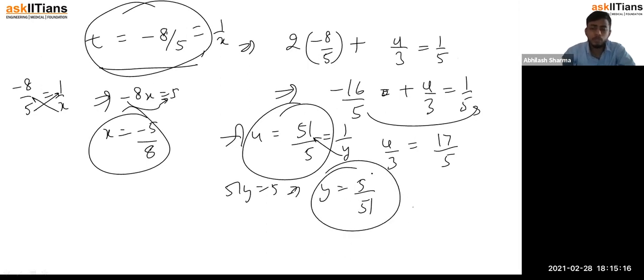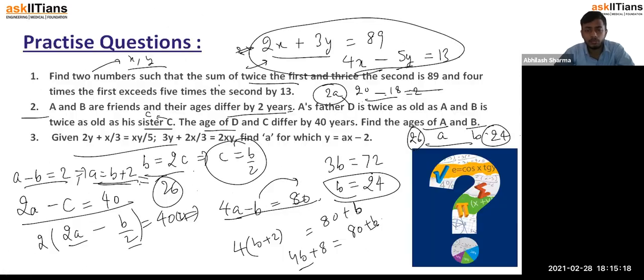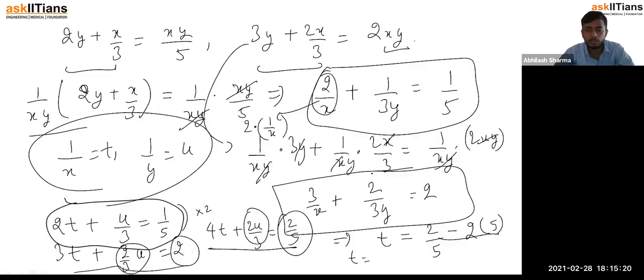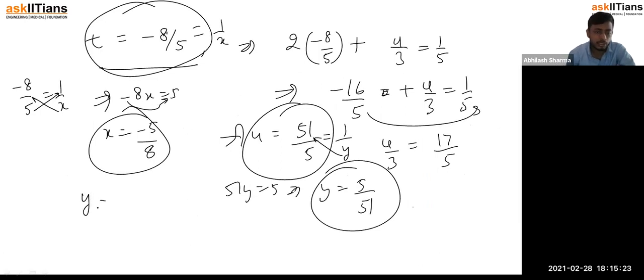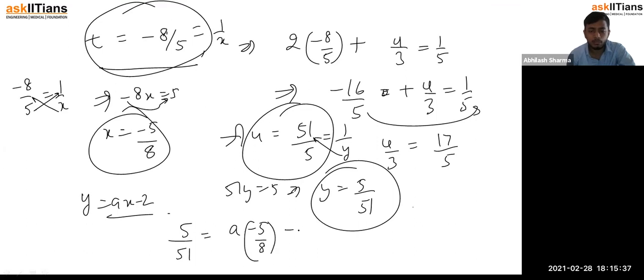But what is it that's being asked? We are being asked y is equal to ax minus 2. So y is equal to ax minus 2. Then how much is a? So this is also a pretty easy question. What we can do is that the value of y you put here, and equal to a into minus 5 by 8 minus 2. So what are we getting then? This 2 you take here, so 5 upon 51 plus 2. How will you add this 2 now? Let us take the LCM.